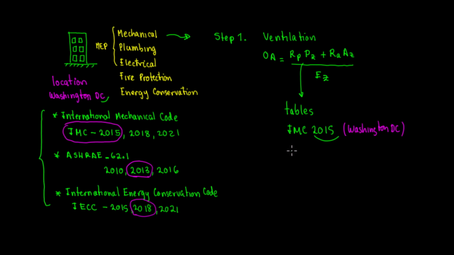But what if we're talking about Virginia? In Virginia, we're going to be using IMC 2018. Why? Because that's what Virginia establishes. That's going to be in Virginia. So that's why it's very interesting. Now, if we want to apply the energy conservation code for Washington DC, which one, or which ASHRAE? So we need to check that.